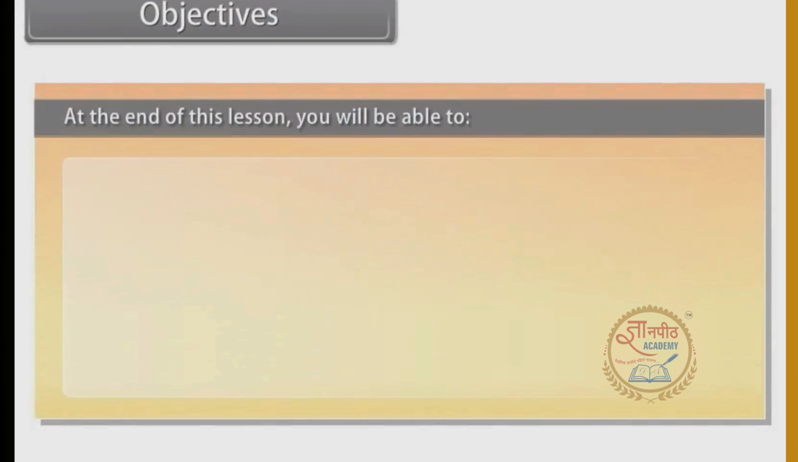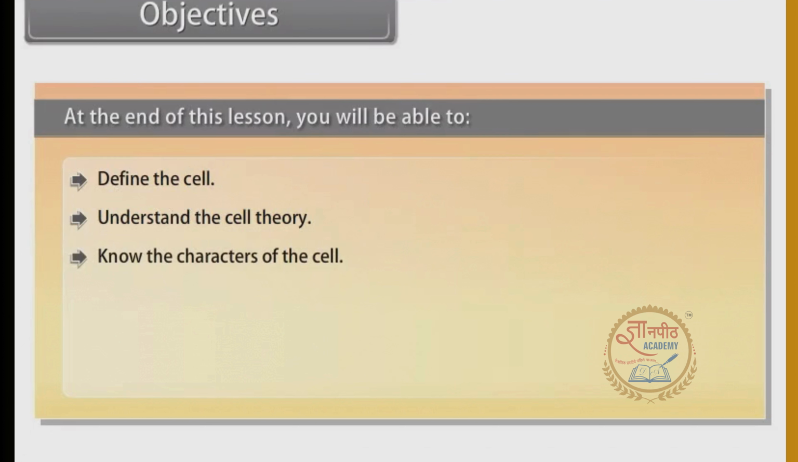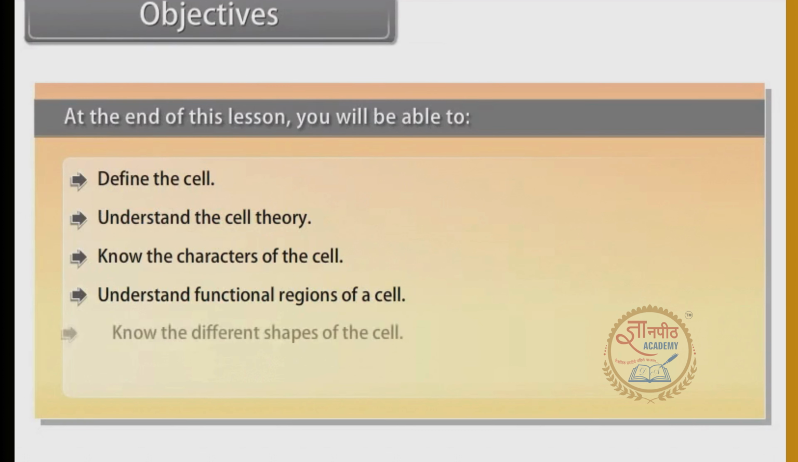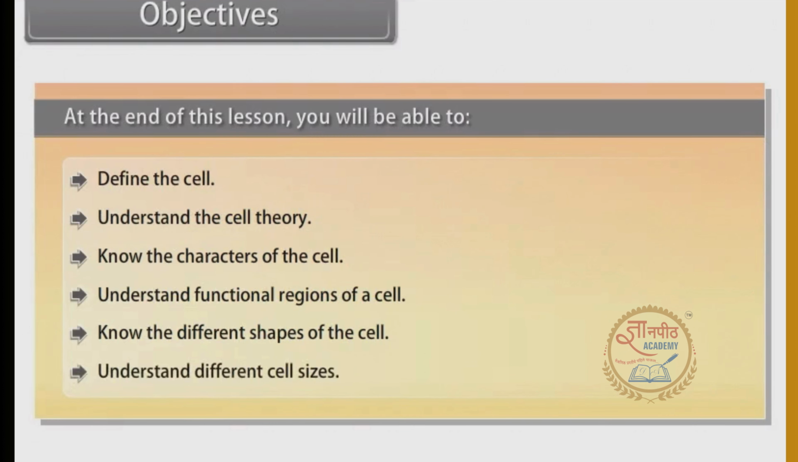At the end of this lesson, you will be able to define the cell, understand the cell theory, know the characters of the cell, understand functional regions of a cell, know the different shapes of the cell, and understand different cell sizes.